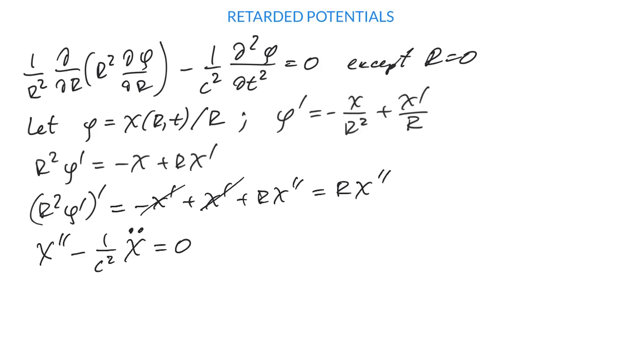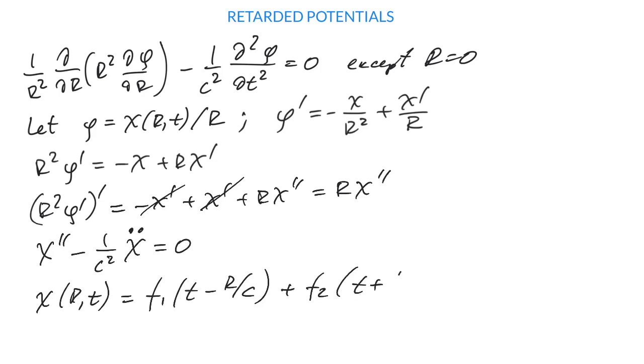This is a simple one-dimensional wave equation, and the solution of this equation, χ of r and t, can be written as a sum of two functions. Let's call it f1 and f2. f1 has the argument t minus r over c, and f2 has an argument of t plus r over c. Here, f1 and f2 are arbitrary functions.